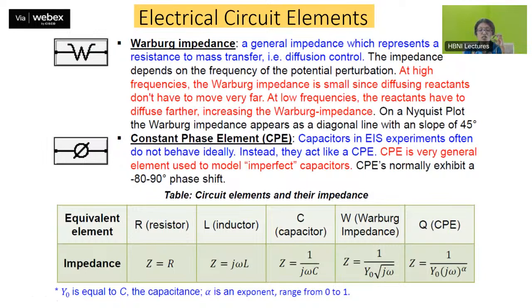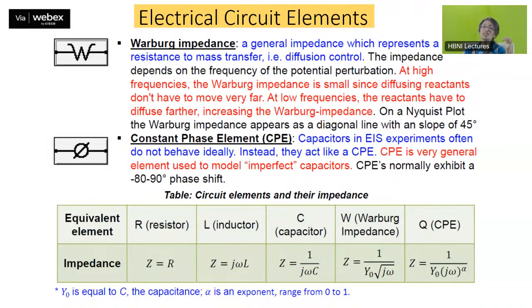Then you have something which is known as Warburg impedance. This represents the resistance to mass transfer or the diffusion control. The impedance depends on the frequency of the potential perturbation. At high frequency, the Warburg impedance is going to be relatively small, since diffusing reactants don't have to move very far because the frequency is very high. But at low frequency, the reactants have to diffuse further.